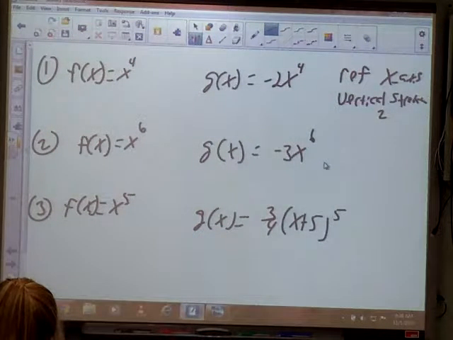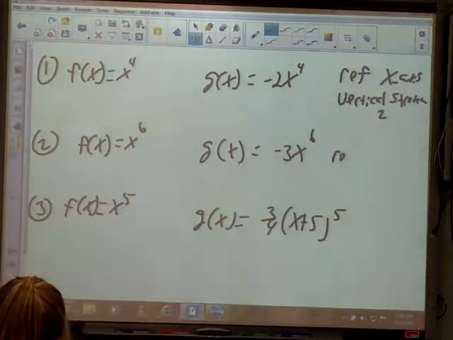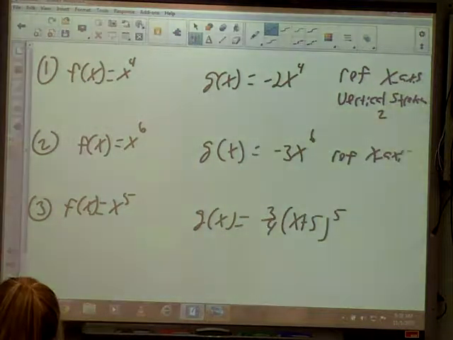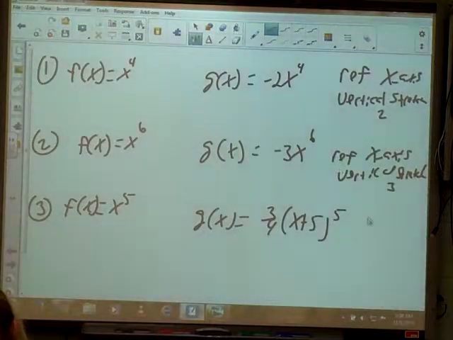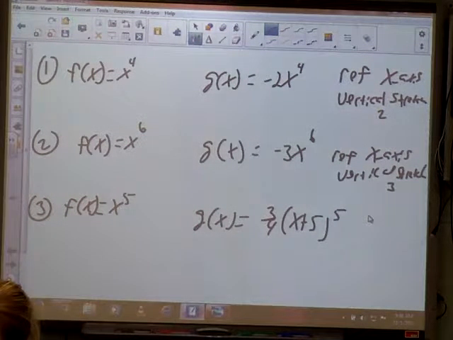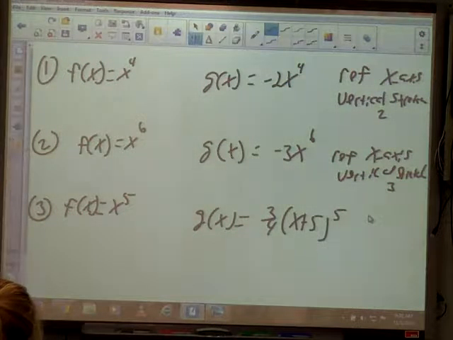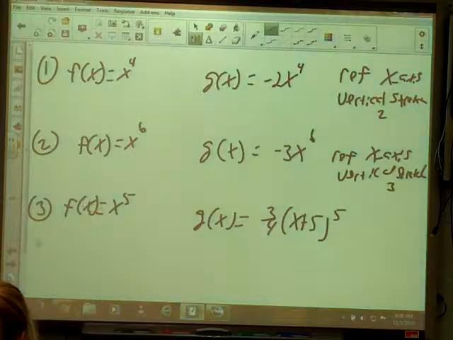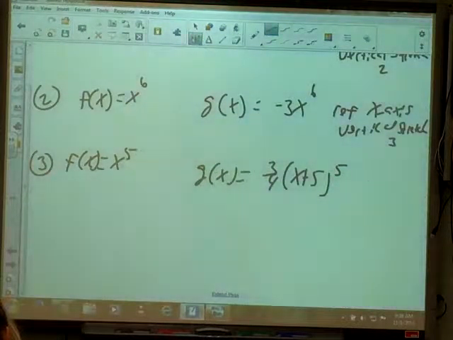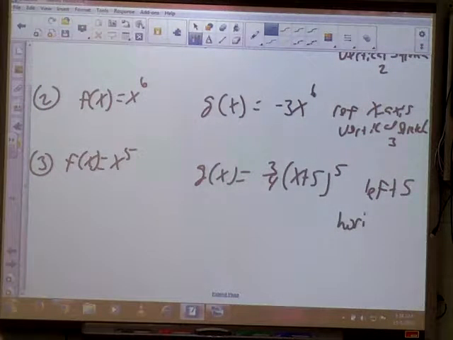Sydney, what'd you get on number 2? Reflection over the x-axis and vertical stretch factor. Good job. All right, then on the last one, it's not any more difficult. I just threw some other stuff in on it. Rose, what we got on the last one, sweetie? Left 5 is good, and this one was a horizontal.